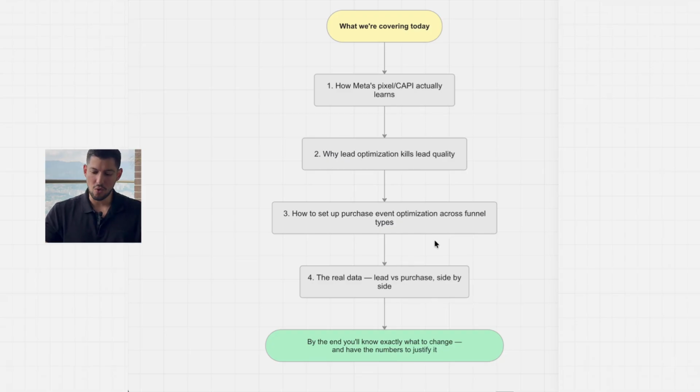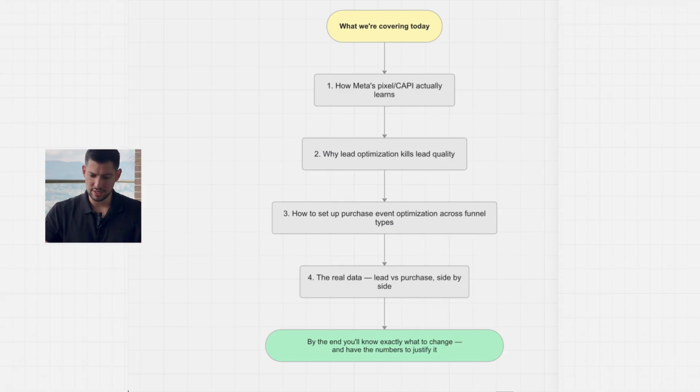And then step four, I'll walk you through the real data. I ran a split test for that webinar campaign. I did a leads optimized campaign and a purchase optimized campaign, and I'm going to break down the numbers of what each of those brought in and which was better than the other.